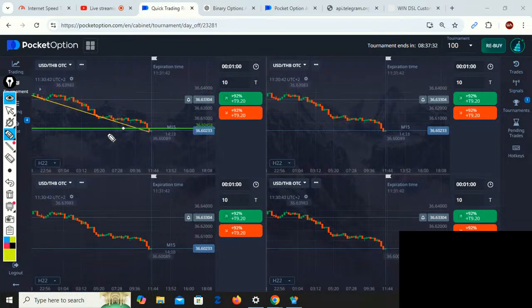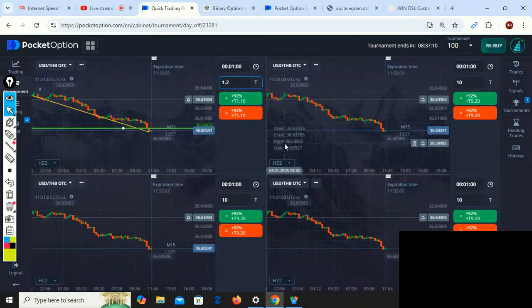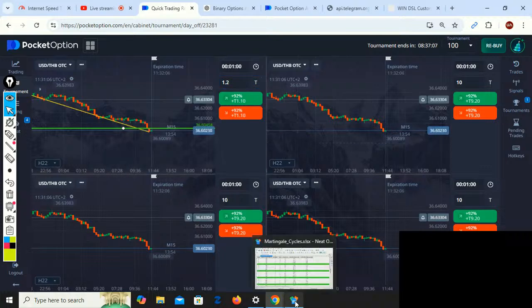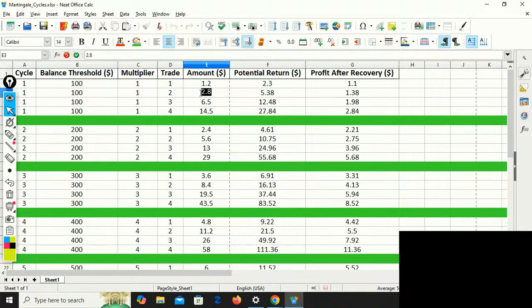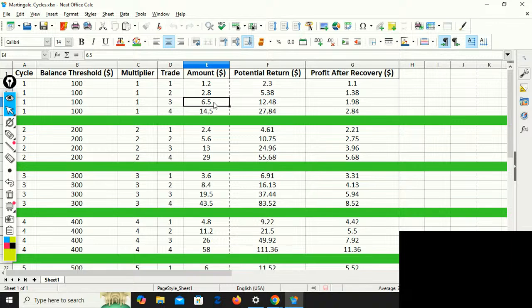Okay, so next step is to select the amount of the first, second, third, and fourth trade. All right, so let's see the Excel sheet. Now I remember that the first one is 1.2. Let me also remind you that usually I don't use Martingale. However, I've been testing this strategy since it was requested by one of my followers. So let's set up the amounts. So this is trade number 2 over here, 2.8, trade number 3, 6.5.